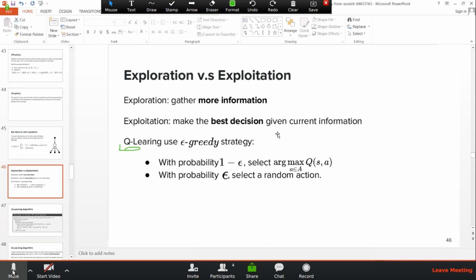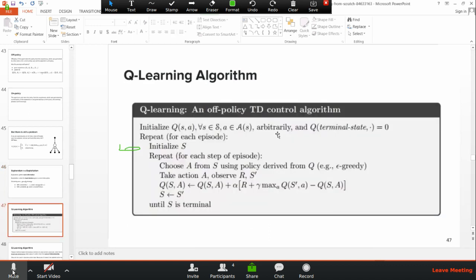Till now, this thing is clear. So Q learning is nothing but an off policy TD control algorithm. It is using off policy, and it is using temporal difference also. Temporal difference is what we have understood: we take the difference of the target and the Q value and do the updation. That is called the temporal difference part. So the algorithm for Q learning is nothing but you initialize your Q value arbitrarily.